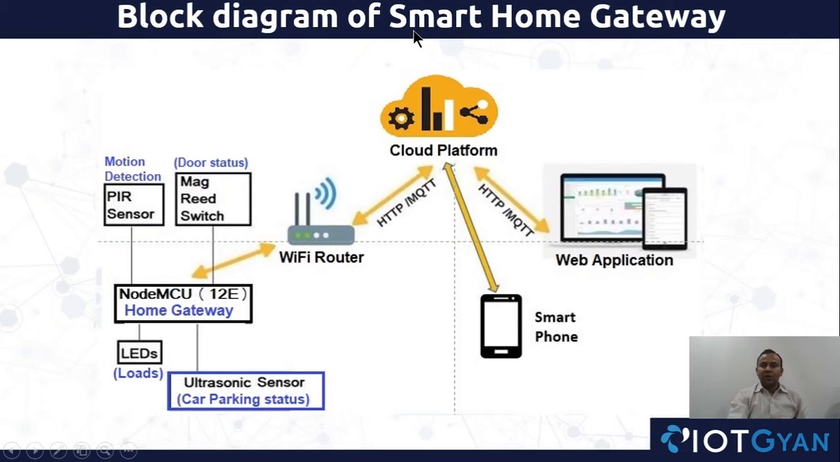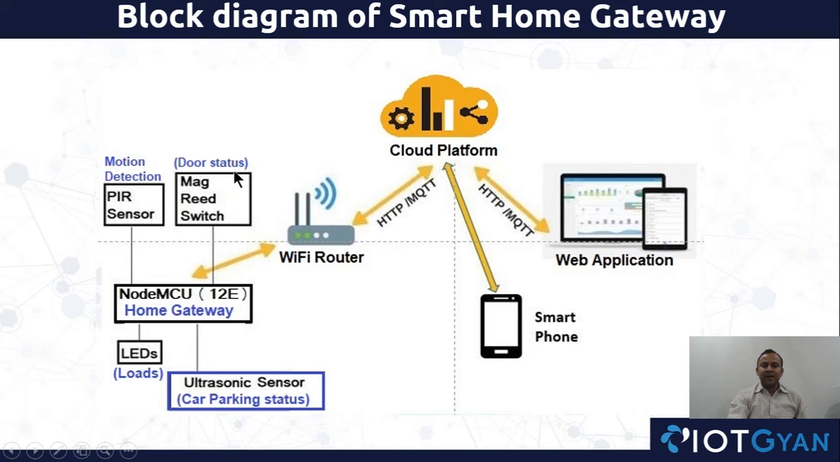Let's understand the block diagram of a smart home gateway. In my smart home, I have placed many sensors. Right now I am showing three sensors. The first one is my passive infrared sensor. The work of the PIR sensor is to detect the presence of a human or animal near it.